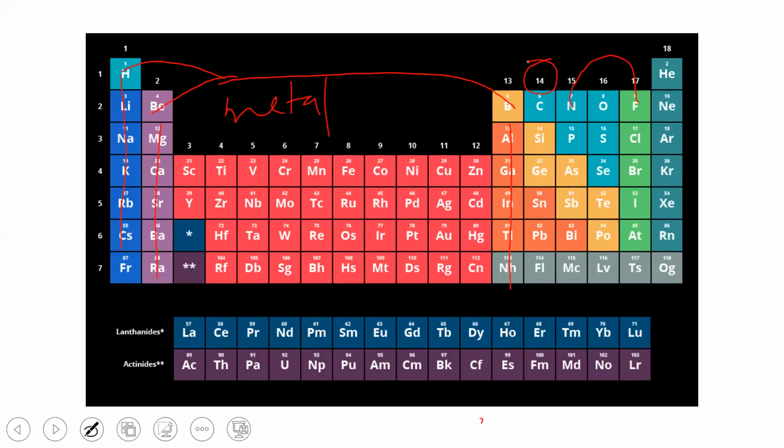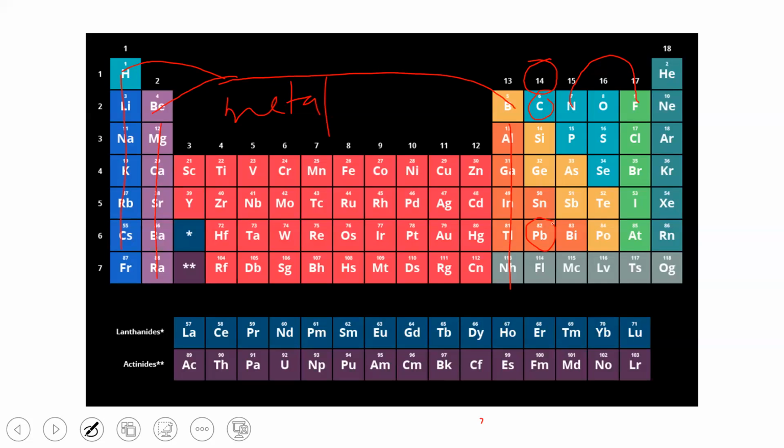Now these 14, they have both characters of metals and nonmetals, but the metallic character increases as you go down the group. So carbon, when you look at carbon, is on top, then lead is down. So you'll notice that carbon is a nonmetal. That's why it combines with the other elements covalently. Then lead is a metal. So the metallic character increases as you go down the group.